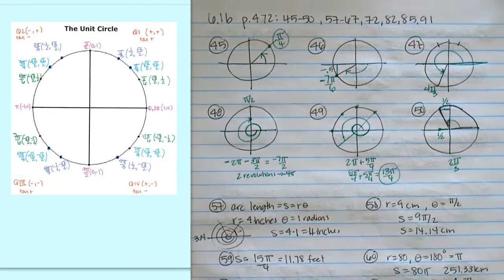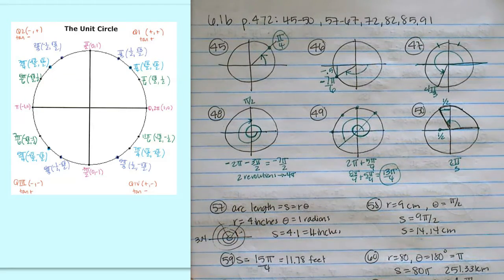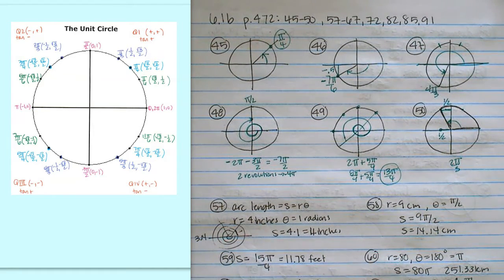Okay, so that does it for going over these problems from 6.1b. We figured out arc length and speed and area of a part of a circle using our trig and our unit circle.